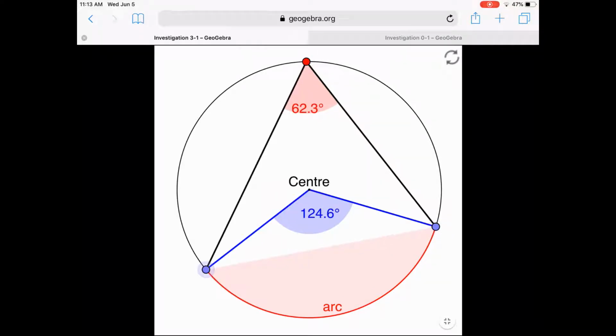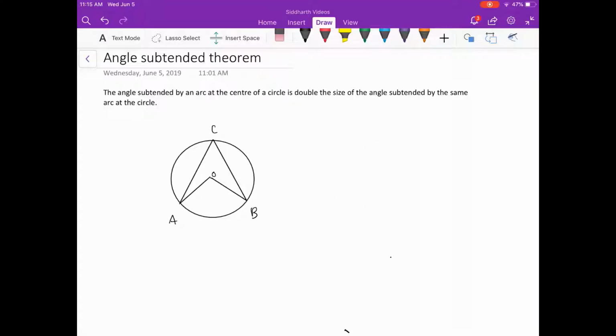Another example, this time the angle at the center is 124.6 and the angle at the circumference is 62.3, which is exactly half of the angle at the center. Now, let's look at the proof of this theorem. In order to prove this theorem, I will connect C and O and extend it a little bit to point M.